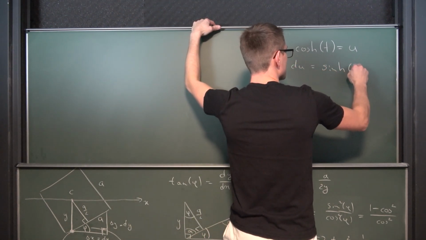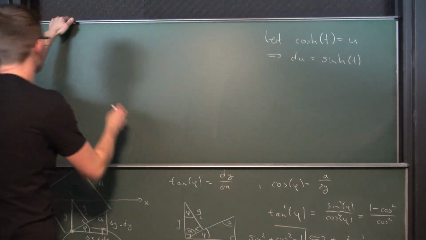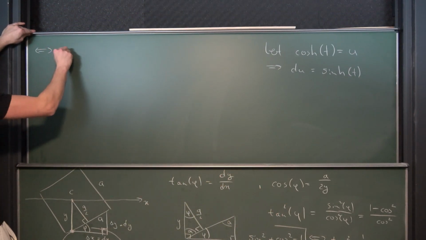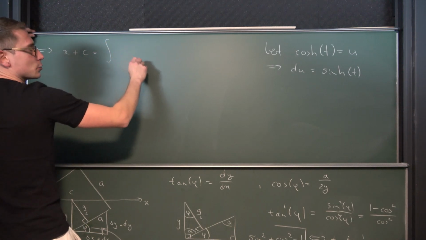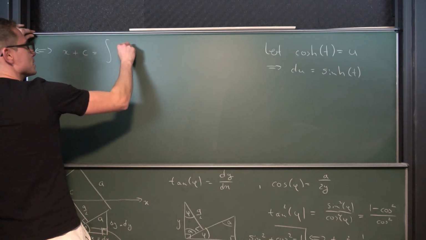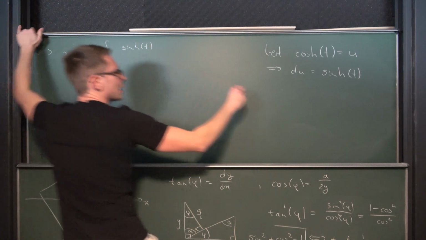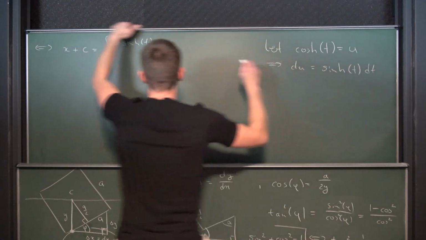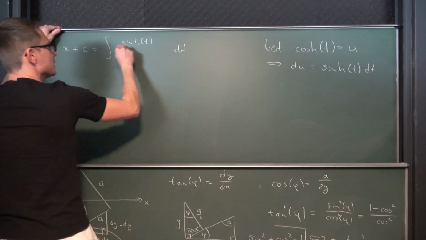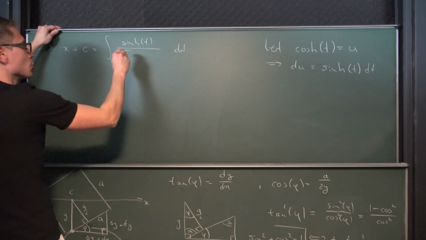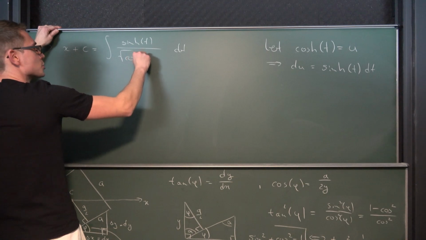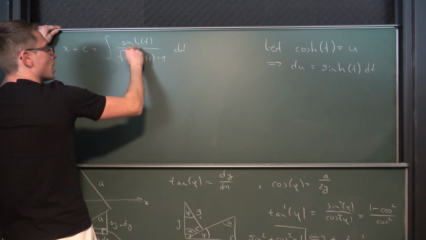This just turns into the sinh of t. And we can plug all of this in. This right here is going to give us that x plus c is nothing other than the integral of, and now the u is sinh of t. I forgot the differential 1 operator, dt over here, divided by the square root of, and now we plug for u our cosh in, so we are going to get the cosh squared of t minus 1.